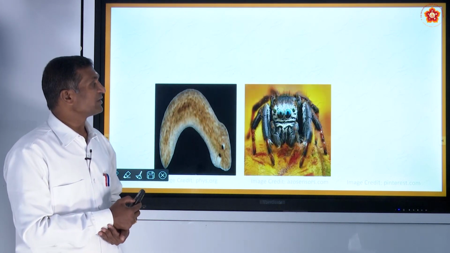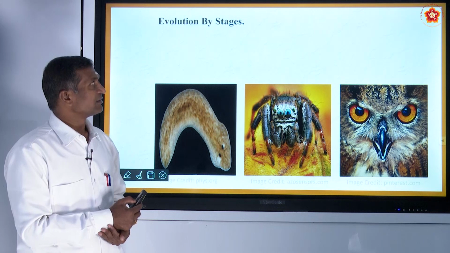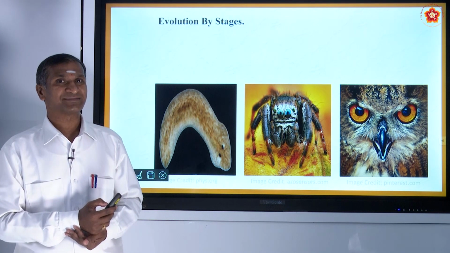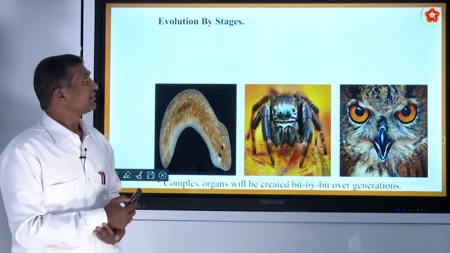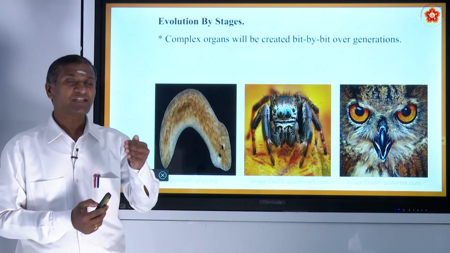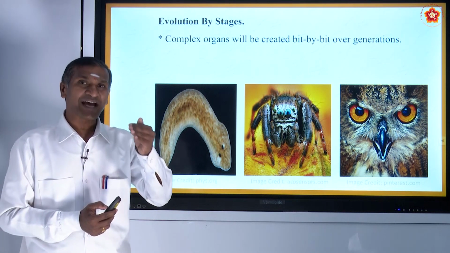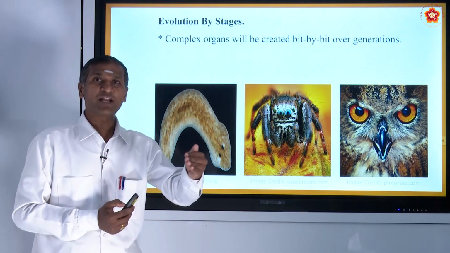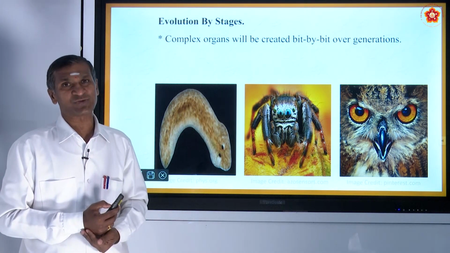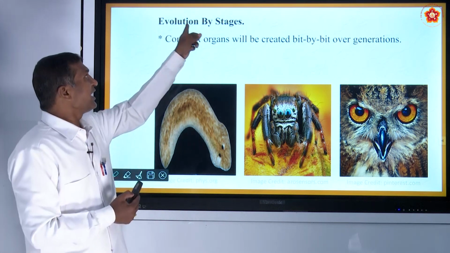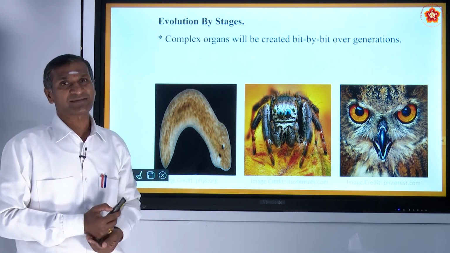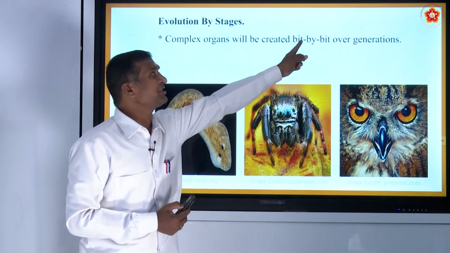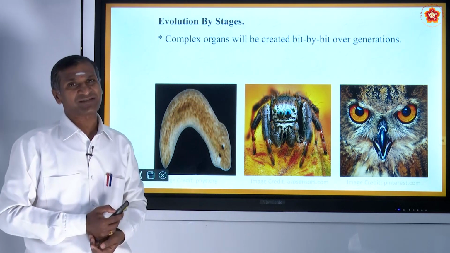If you can observe here the pictures, evolution by stages. Stage by stage, as I told you, evolution is a gradual process. It is not a sudden process. It's a gradual process. Step by step evolution has taken place. That's why evolution by stages. The complex organs will be created bit by bit over generations.